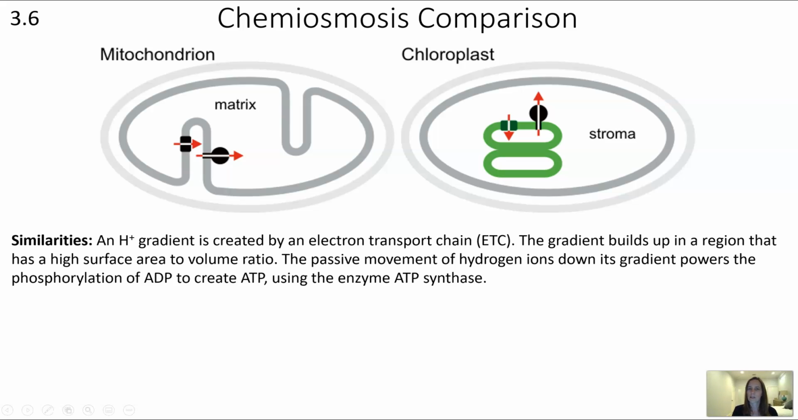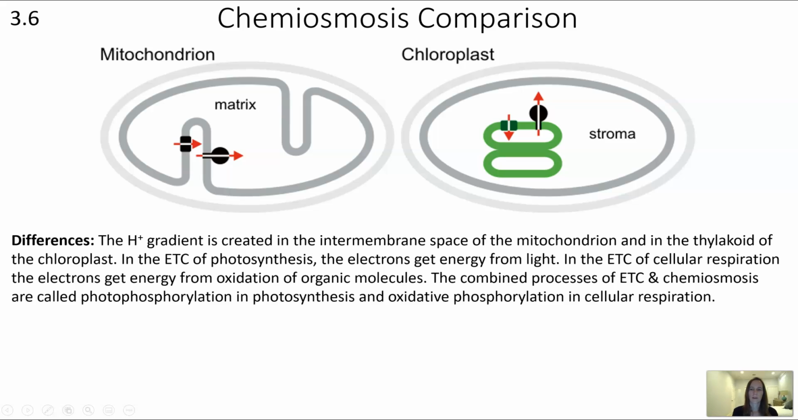Now let's look at some differences. So one of the differences is where this takes place. In the mitochondrion, the ETC is on the inner membrane, and the hydrogen ion gradient is built up in that intermembrane space. In the chloroplast, the ETC is on the thylakoid membrane, and the hydrogen ion gradient, or the large concentration of hydrogen ions, is built up inside of the thylakoid.